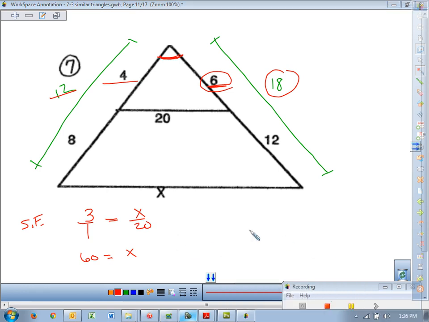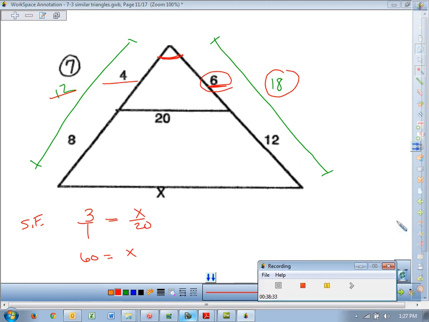And a lot of people ask, well, if you know it's a 3-to-1 ratio, can't you just take the 20 times 3 and get 60? Yeah, but I'm asking you to do it by way of proportion, because sometimes you have to divide by the 3 instead of multiply by the 3. So just set it up as a proportion.